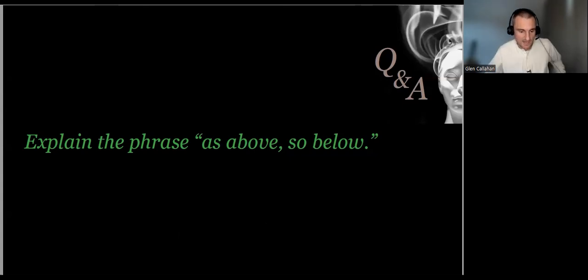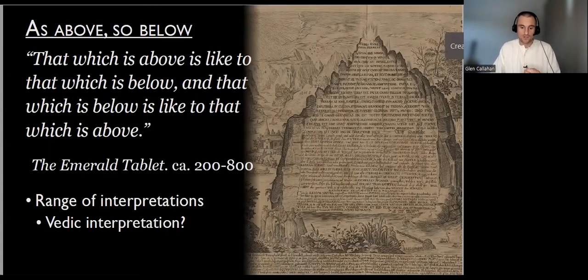First question is, explain the phrase, as above, so below. So this is a paraphrase from a longer phrase from the document The Emerald Tablet. The longer phrase reads, that which is above is like to that which is below, and that which is below is like that to which is above.